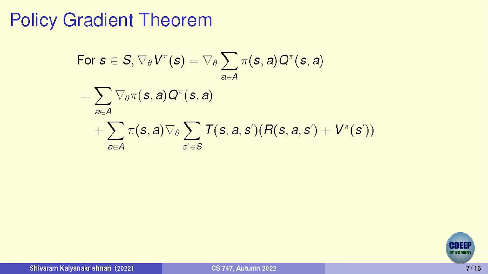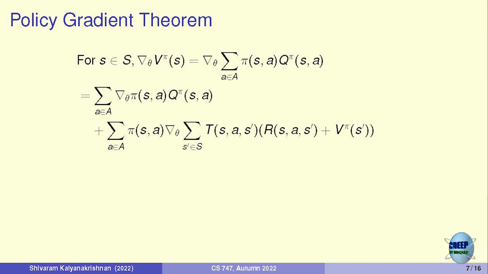But now let's write down what Q pi of SA is. It is the sum over S prime of T of SA S prime, times R of SA S prime plus, okay, forget the gamma, there's no gamma here because we chose not to discount, times V pi of S prime. Okay, what have I done? I've just written the gradient of a product as a sum of two gradients and written out what Q pi of SA is, in expanded form.